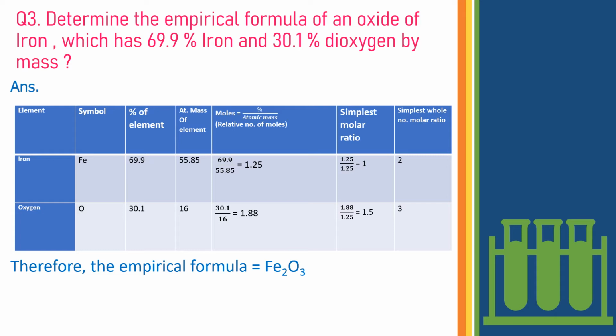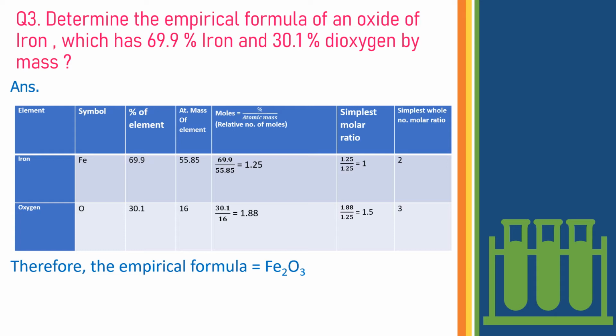After getting the relative number of moles, we know that for finding the simplest molar ratio we have to divide the number of moles. We have two numbers of moles, 1.25 and 1.88. Which one of them is smallest? 1.25. So we divide both by the smallest number of moles: 1.25 divided by 1.25 gives 1. For oxygen, 1.88 divided by 1.25 gives approximately 1.5. Now we have the simplest molar ratio.